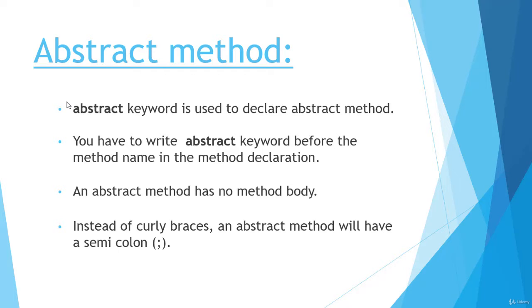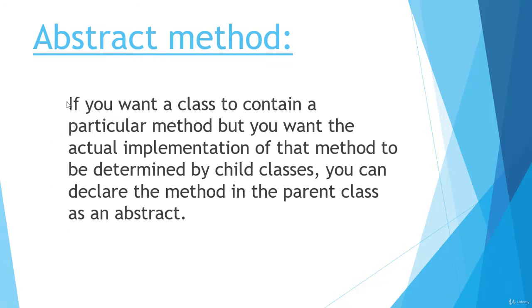Instead of curly brackets, an abstract method will have a semicolon. You will understand abstract methods better when we discuss them in NetBeans. Now keep in mind, if you have a class that contains a particular method, but you want the actual implementation of that method to be determined by the child class, you can declare that method in the parent class as abstract. For example, you have nothing to define in the method in the parent class, and you want this method to be defined by the child class. So you can declare that method abstract and your child class will have to implement that method.